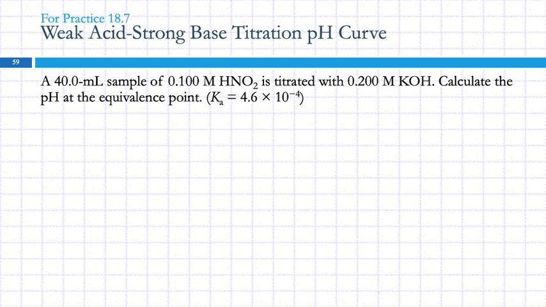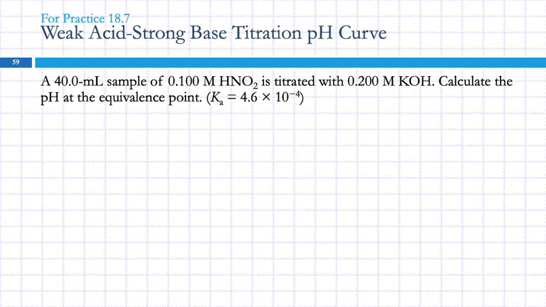So this would be a nice exam question. A 40 ml sample of 0.1 molar nitrous acid is titrated with 0.2 molar potassium hydroxide. Calculate the pH at the equivalence point. They give us Ka.